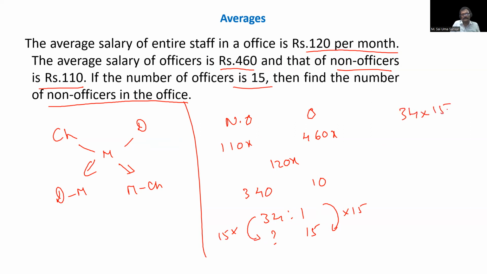34 into 15. Sorry, 15 3 times is 45. 15 30 times is 450, keep in our mind. Plus 15 4 times is 60. 450 plus 60 is 510, which is the required answer. Find the number of non-officers. That is equal to 510 members.